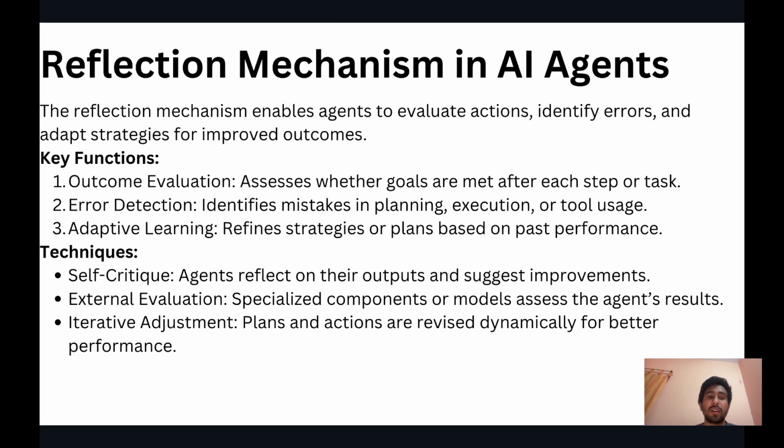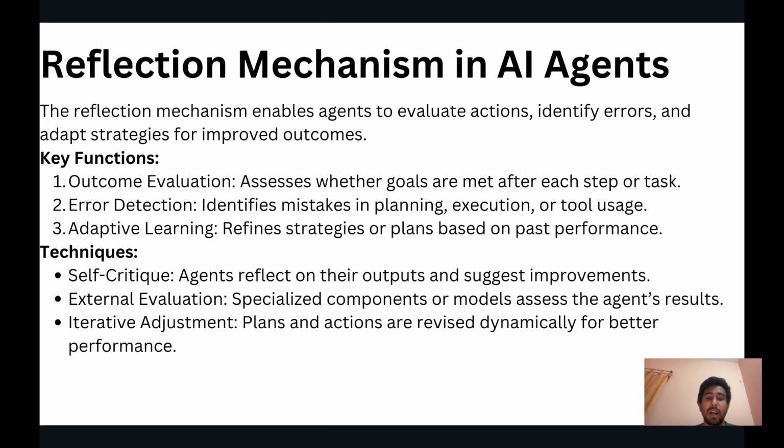So these evaluation and critique are also done by an LLM. And there are several techniques for self-critique. As a self-critique methodology, the agent reflects on its outputs and suggests improvement itself. In external evaluation, we can use an external LLM or any other specialized components or models to assess the agent's results and give feedback to it to improve itself. In iterative adjustment, the plan and actions can be revised dynamically for better performance in a loop.